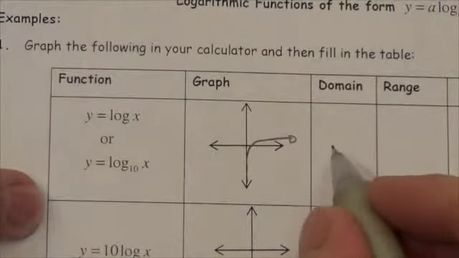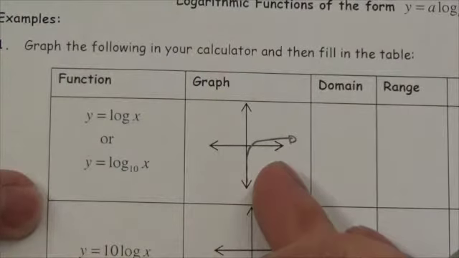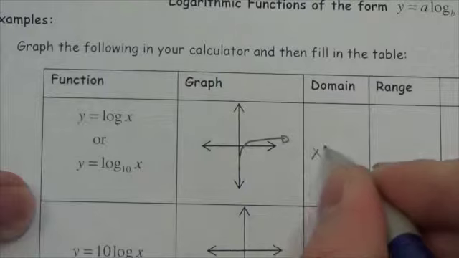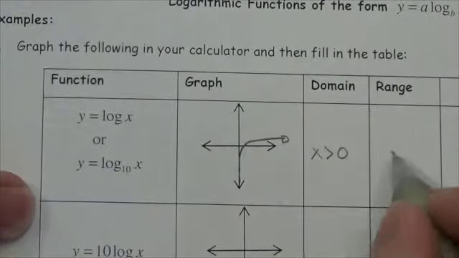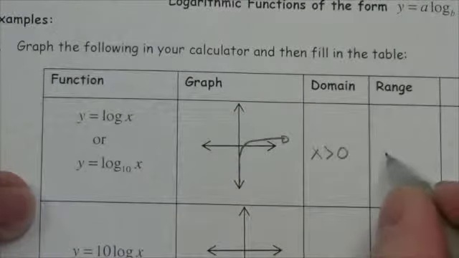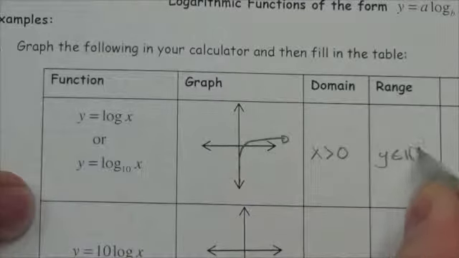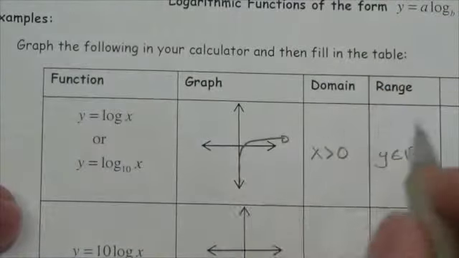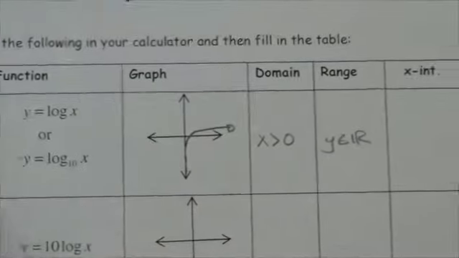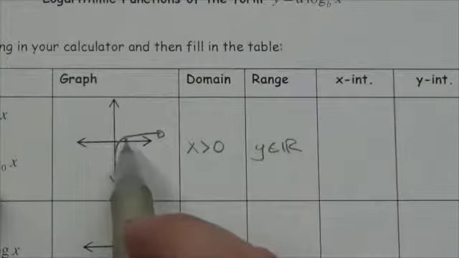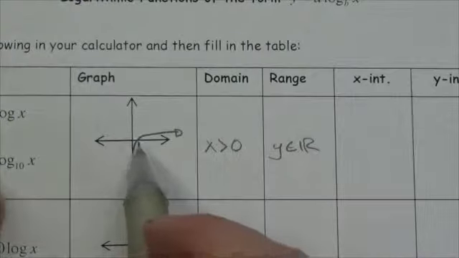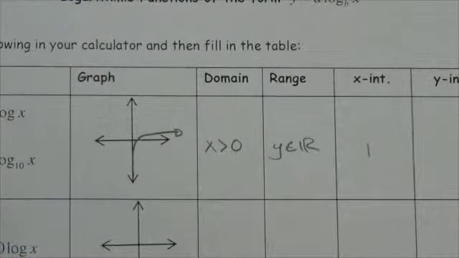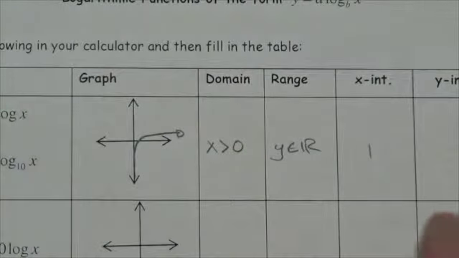Now, the domain, it doesn't even touch the y-axis. It gets close to it, but doesn't. So the domain here is x is greater than 0. The range is going to be y is an element of the reals. It's gone down infinitely, and it will go up infinitely. It just does it really, really slowly. X-intercept. Okay, well that's going to occur at 1. And actually, if you think about it, that makes perfect sense here.